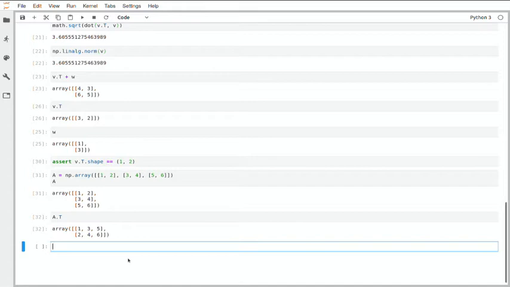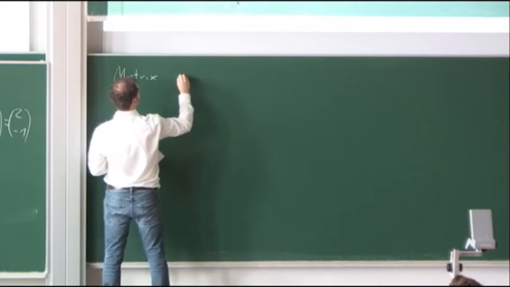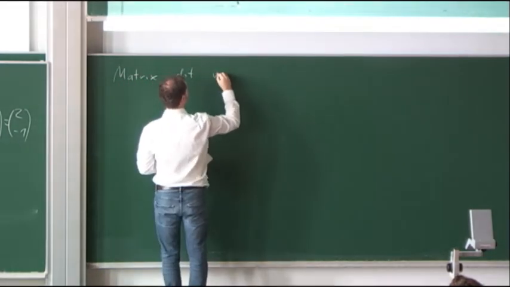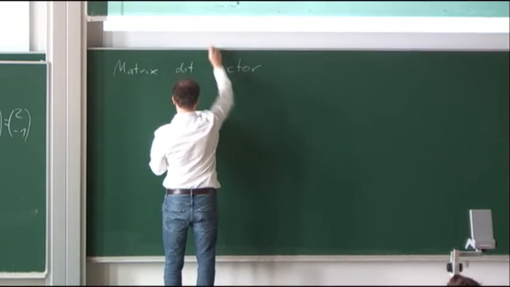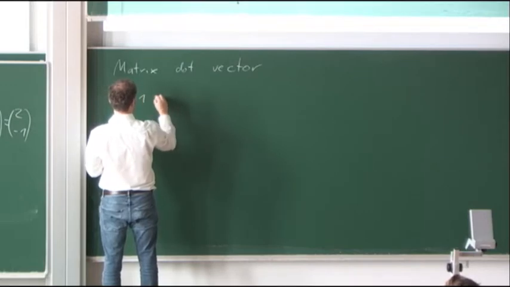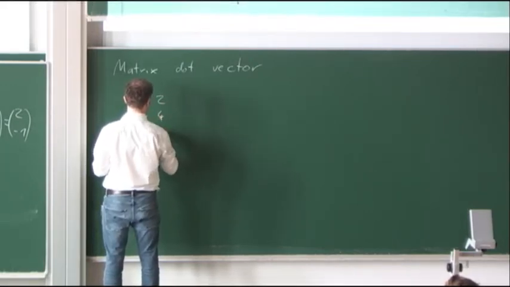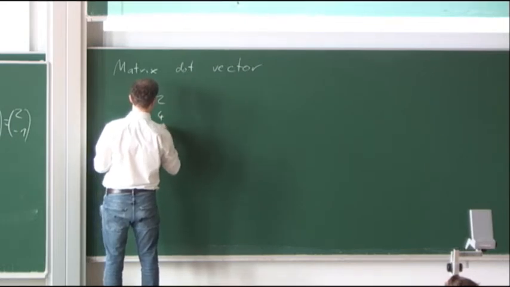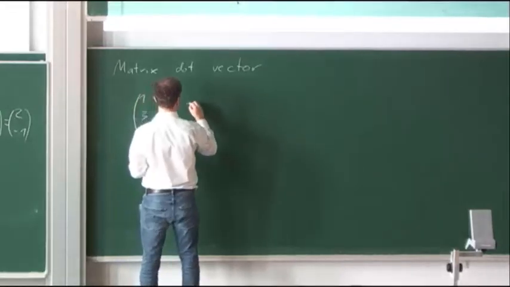So what I want to do is calculate matrix dot vector. Let's say I have the matrix 1, 2, 3, 4, 5, 6, and I have a vector 2, 1.